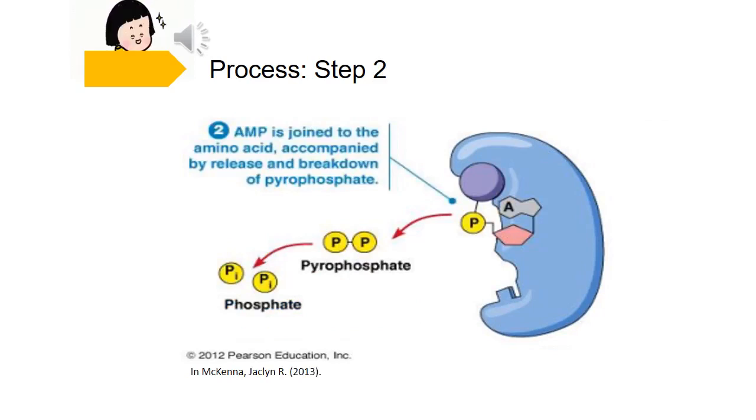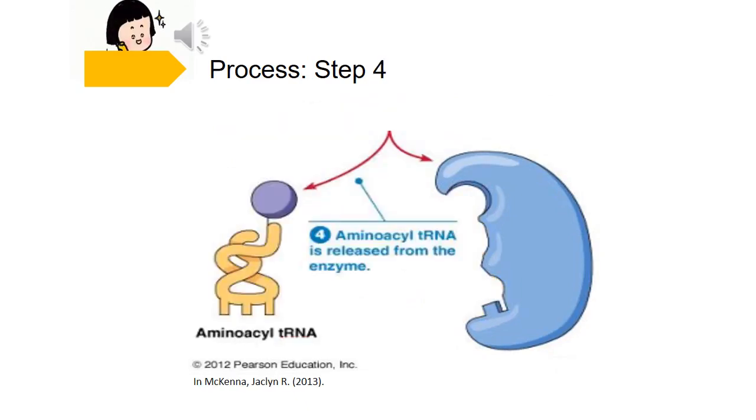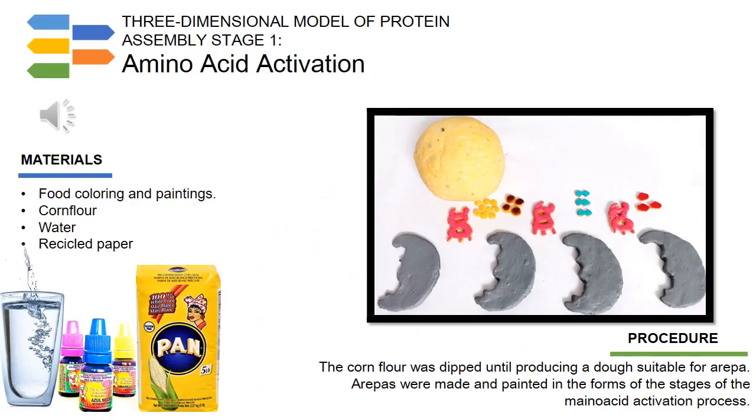Step 2. AMP is joined to the amino acid accompanied by release and breakdown of pyrophosphate. Step 3. AMP is displaced by tRNA, creating an amino acid tRNA. Step 4. Amino acid tRNA is released from the enzyme.